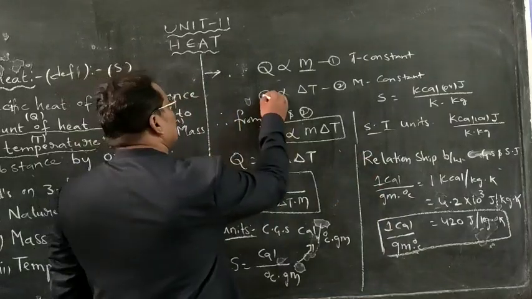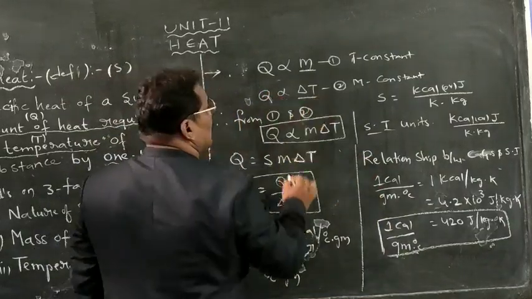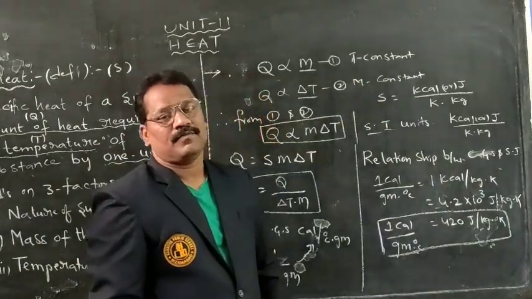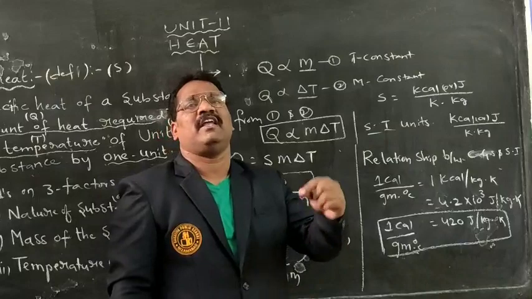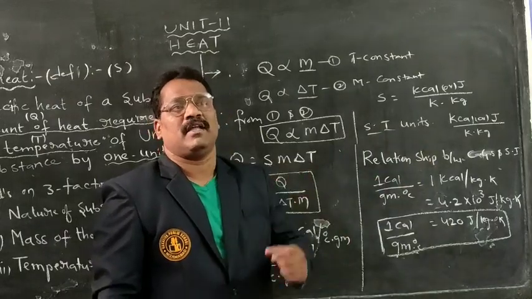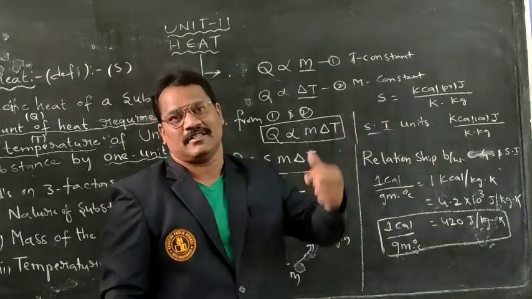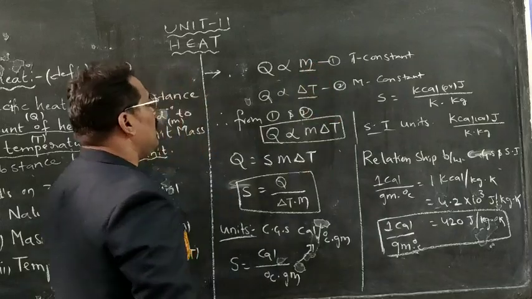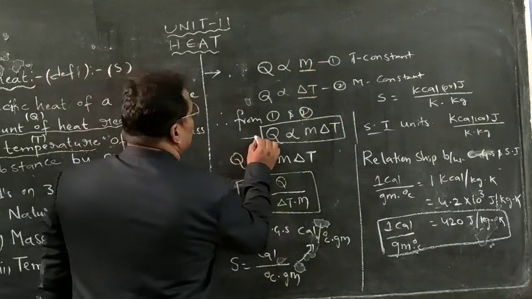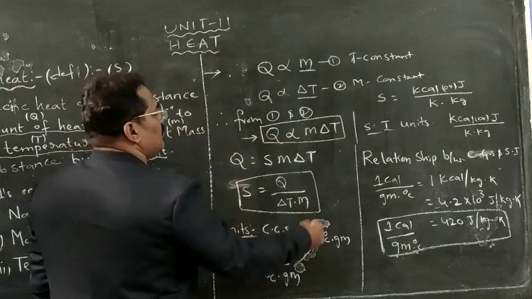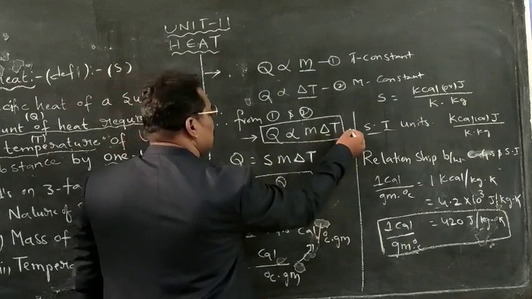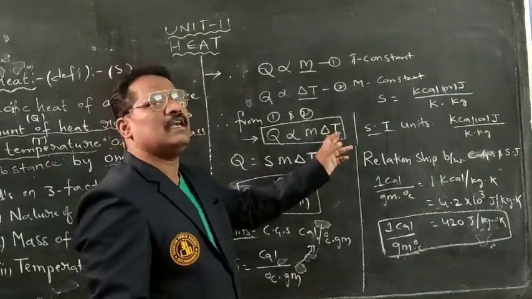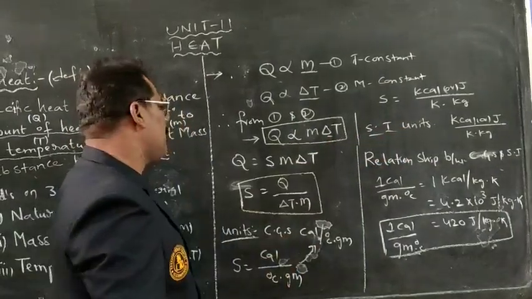Similarly, the quantity of heat required also depends upon temperature, where I am keeping mass constant. When I keep mass constant, for each minute, if we check the temperature, it slightly increases. Therefore, depending upon these two things, we can frame an equation: the quantity of heat is directly proportional to the mass of a substance as well as the temperature change. Delta T indicates the change in temperature.